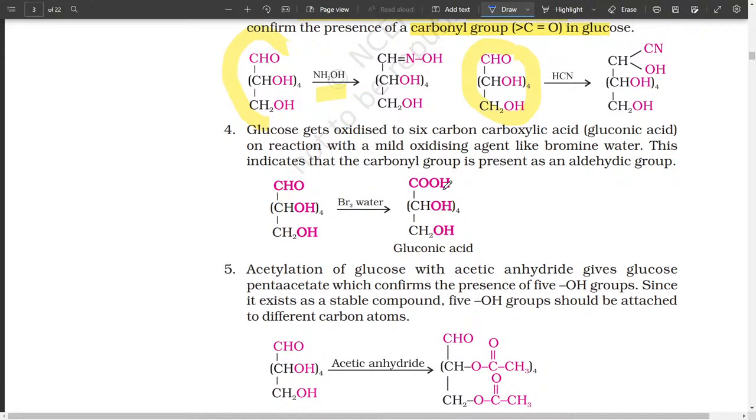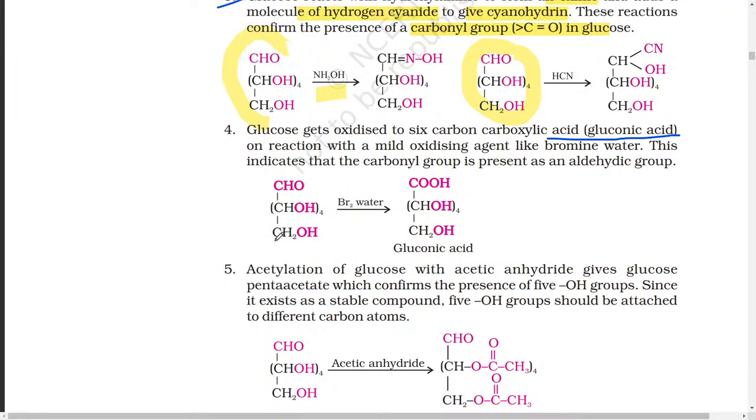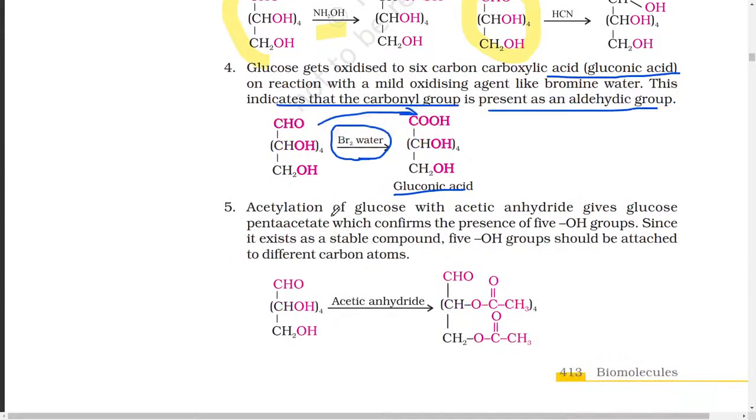Glucose gets oxidized to a six-carbon carboxylic acid, gluconic acid, on reaction with a mild oxidizing agent like bromine water. This indicates that the carbonyl group is present as an aldehyde group. C6H12O6 on reaction with bromine water: CHO is converted into a carboxylic acid, which is known as gluconic acid.